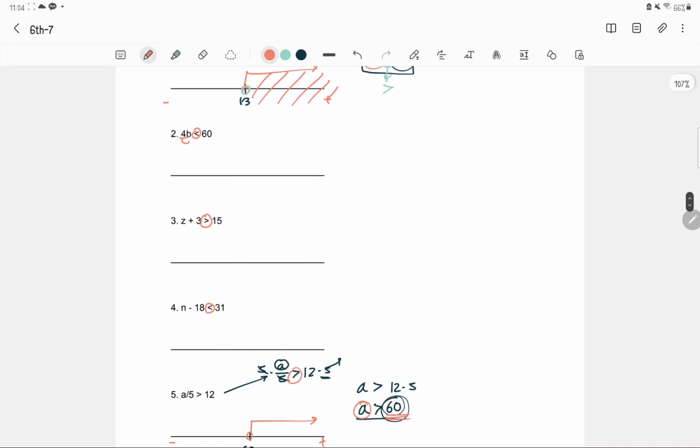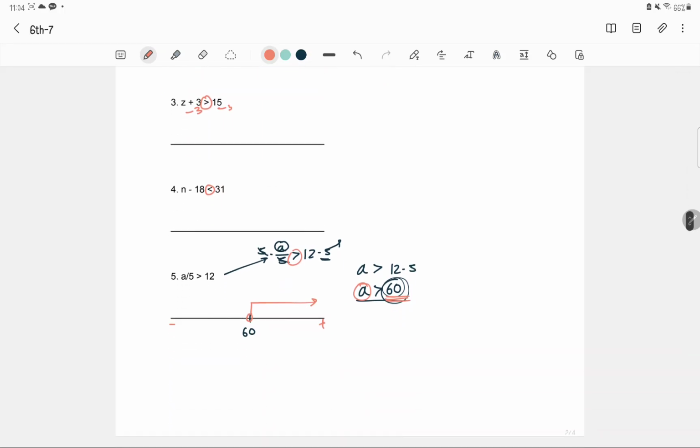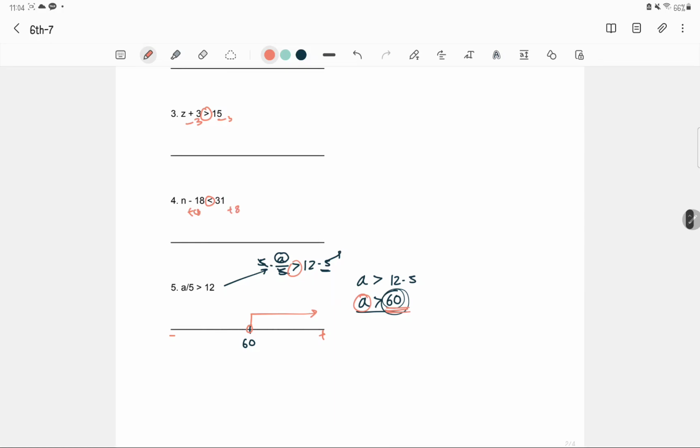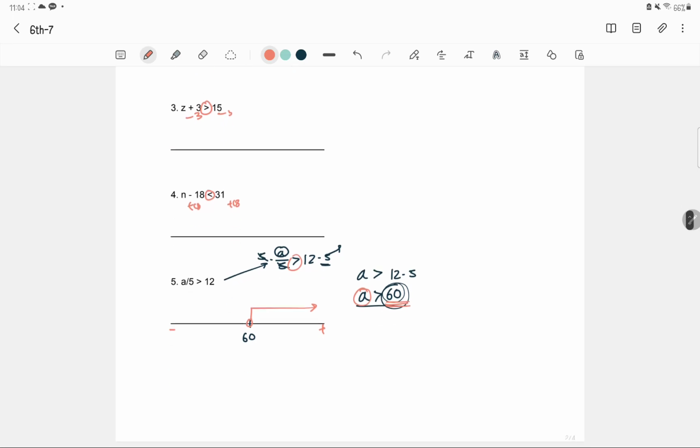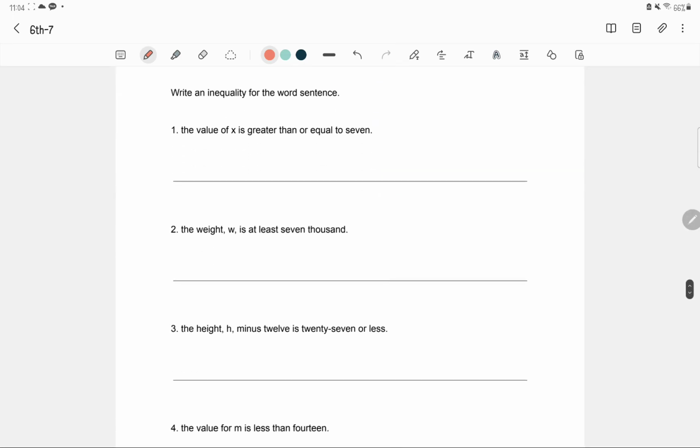For this one, you just need to divide by 4 on both sides, subtract 3 on both sides, and add 18 on both sides to get the variable by itself. That's the biggest concept of this question.